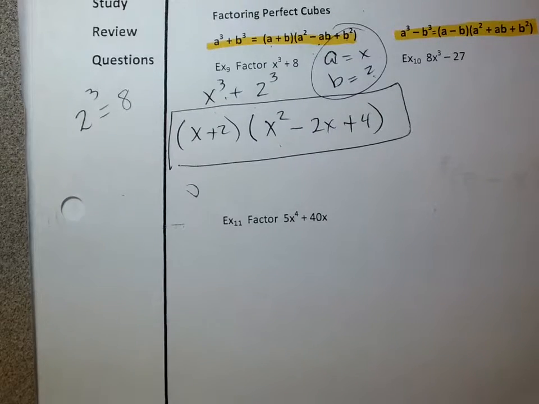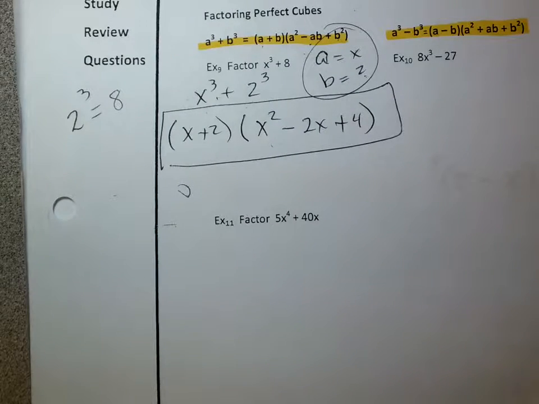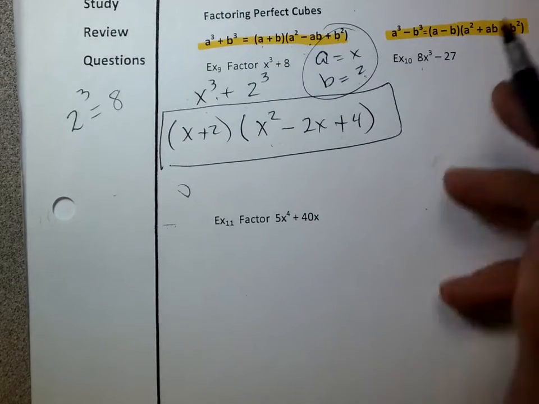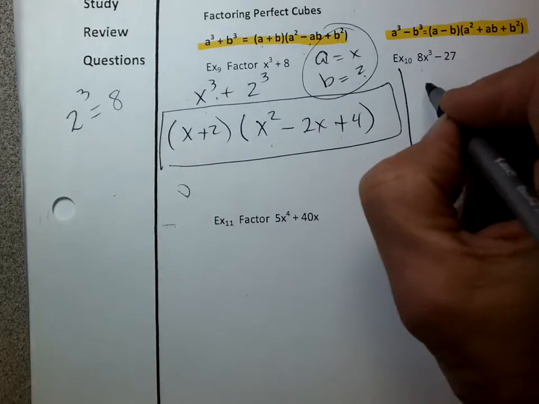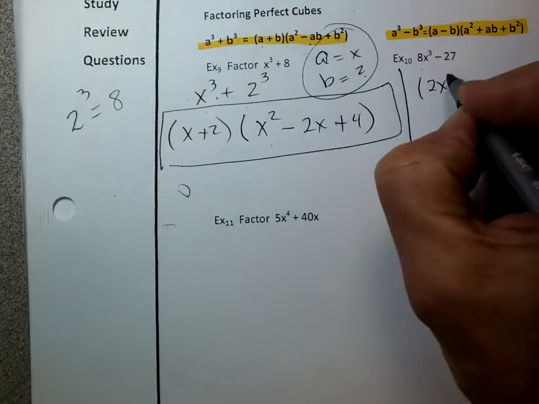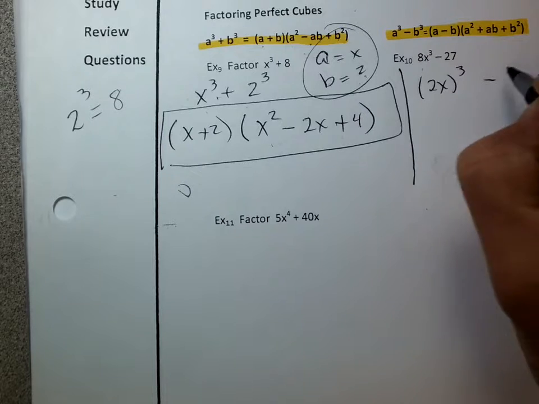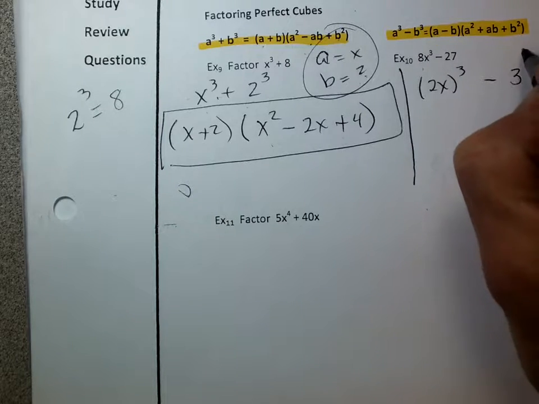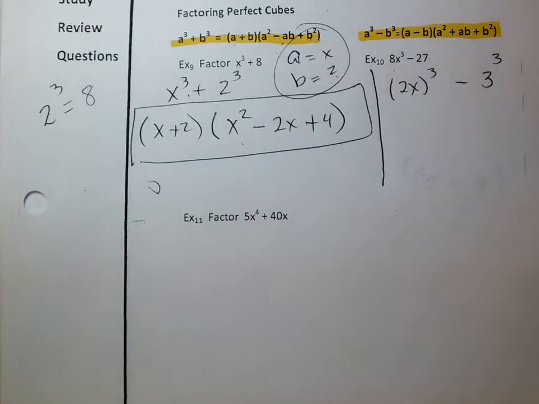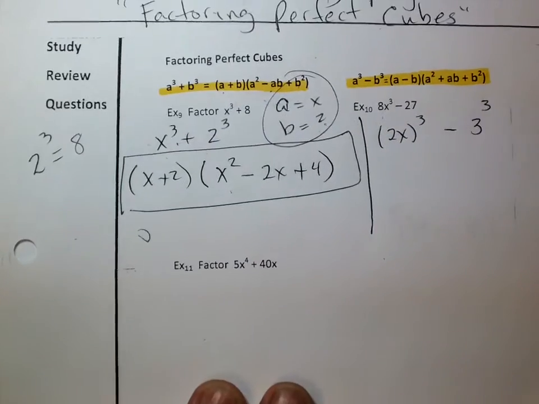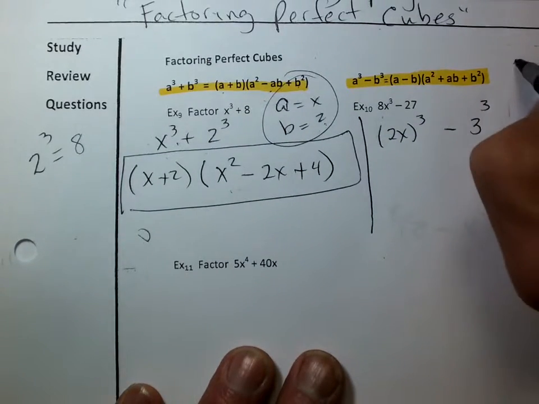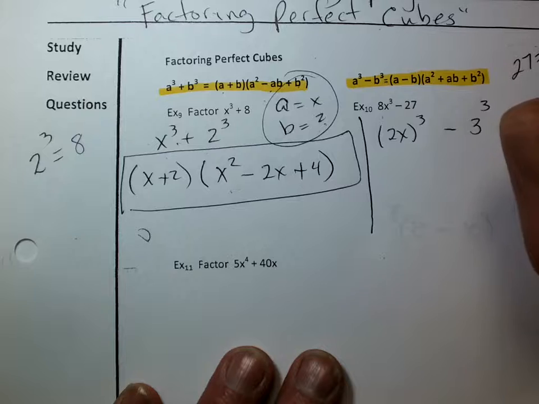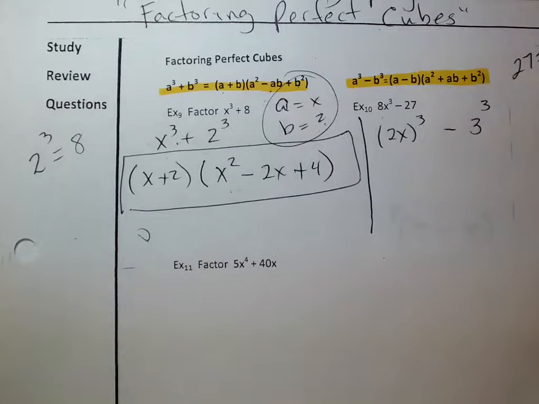Example 10. Okay, example 10 is also, it really is a cube, but we have to rewrite this. So another way to write this is 2x cubed minus 3 cubed, right? Because 27 is the same thing as 3 cubed. Do you agree with that? 3 times 3 times 3. So it really does fit the rule.